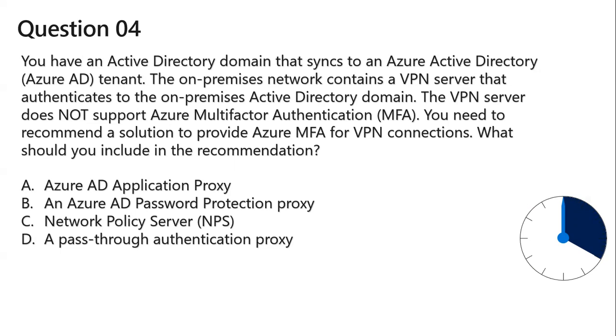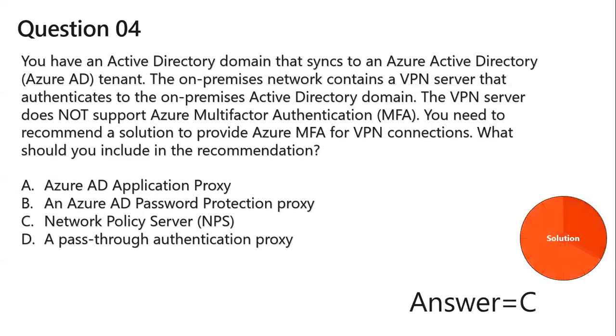Azure AD application proxy and Azure AD password protection proxy, network policy server, a pass-through authentication proxy. Please give your answers on the chat. So for this question, the correct answer is C. We can go with the network policy server and NPS on the same. That's okay. Thank you for the answers on the chat.